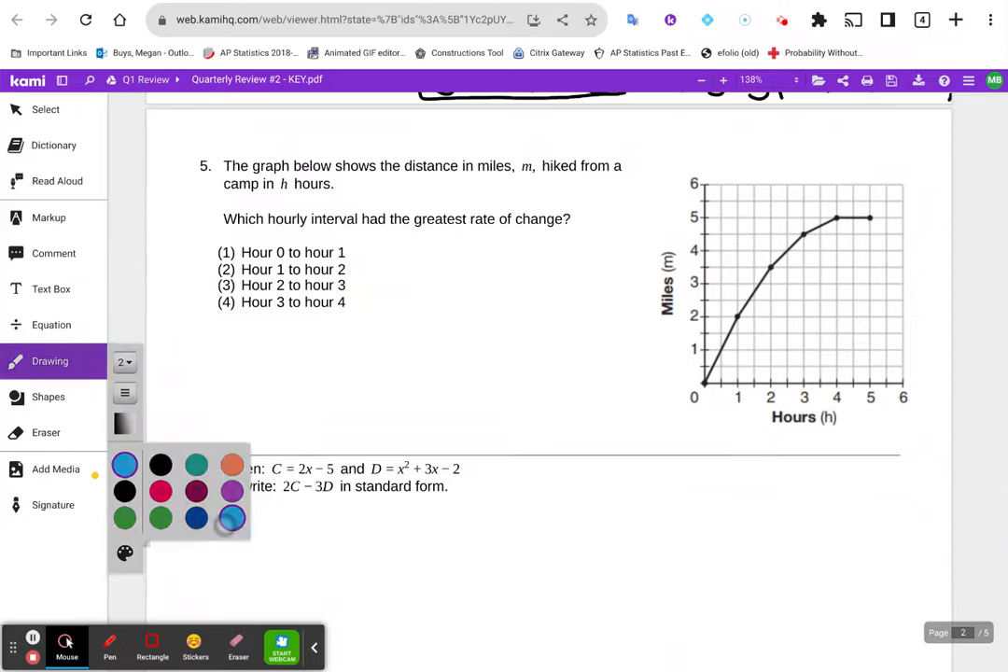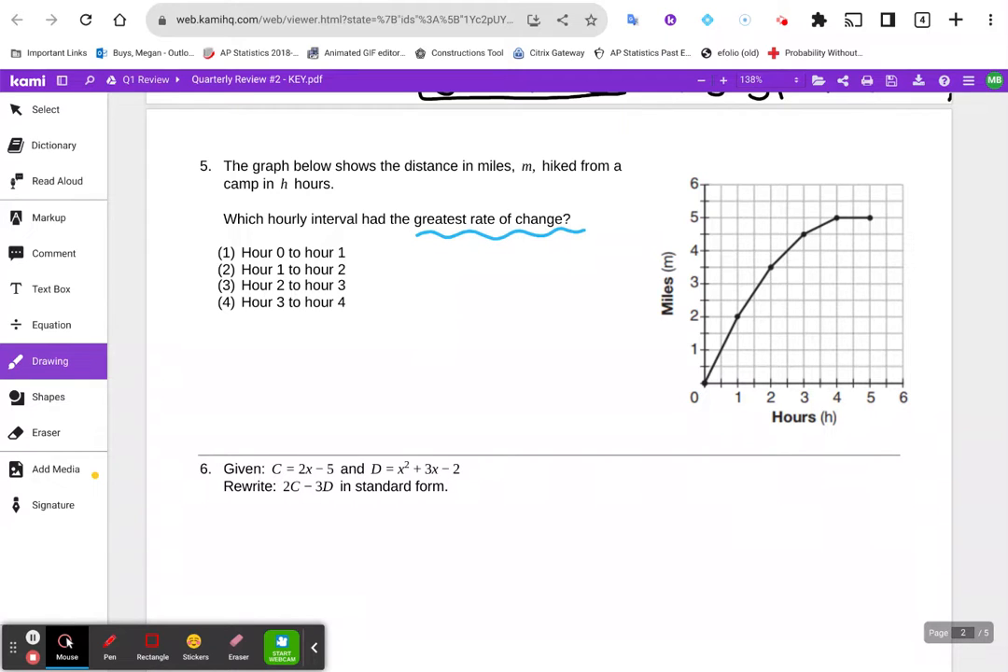Okay, for something like this, we could look at this graph, and it shows the distance in miles m hiked from a camp in h hours. Which hourly interval had the greatest rate of change? So we just have to think about what that even means in context. We're thinking about what we're trying to look for. And nicely enough, each of these increments is just 1 hour apart, right? It's 0 to 1, 1 to 2, 2 to 3, and 3 to 4.